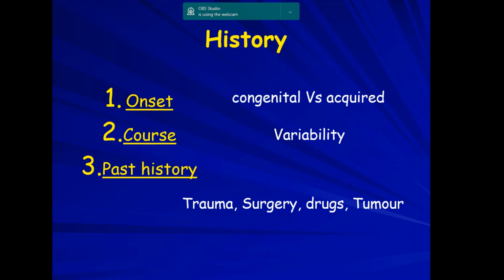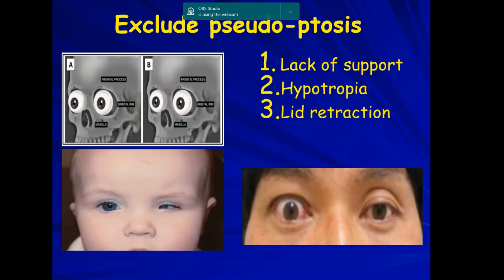Starting with the history, we should ask about the onset to differentiate between congenital and acquired. Then the variability of the course to exclude myasthenia gravis. Then ask about the past history of trauma, surgery, or tumors to exclude mechanical ptosis, and then ask about drugs and diseases that lead to dry eye.